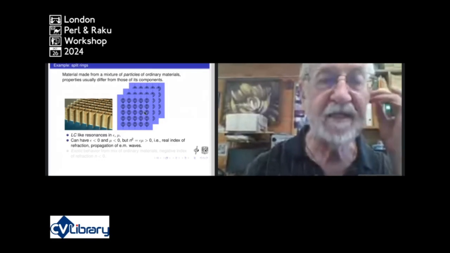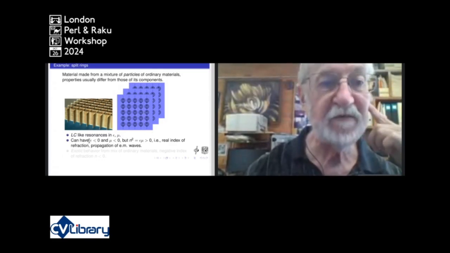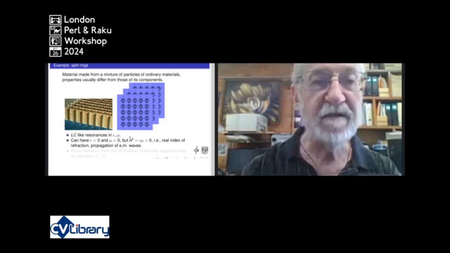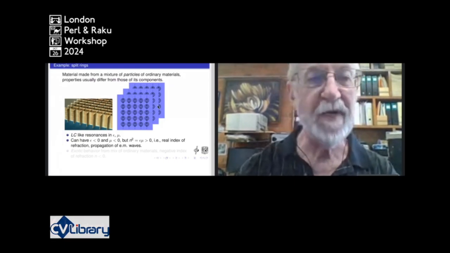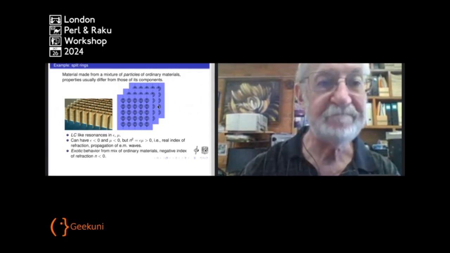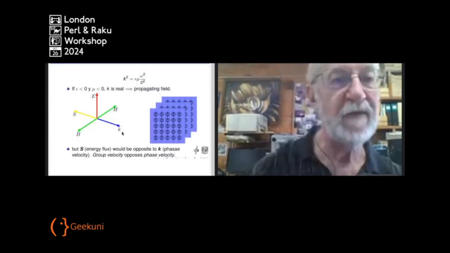One can design this system so that in a given frequency range, it might have a negative permittivity and a negative permeability. And in that case, electromagnetic waves can propagate through this system, but they propagate in a very funny way because it has a negative index of refraction. Let me tell you what I mean by this.